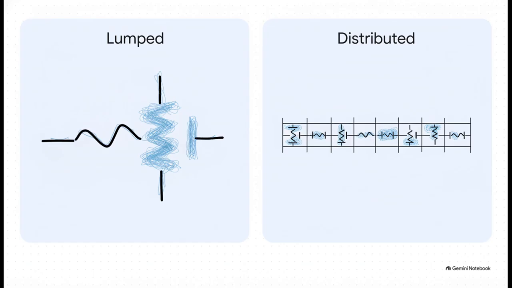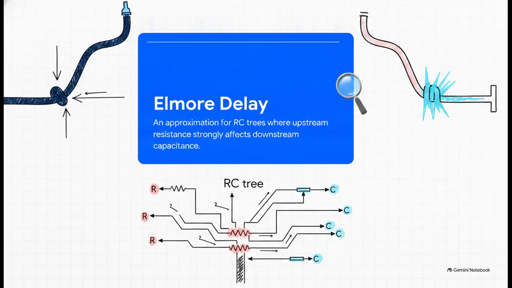The resistance and capacitance are physically spread out along that entire journey. Because of that, physical design engineers have to use a distributed model. They slice the wire up into multiple tiny R and C sections to truly reflect the physical reality of the layout. And using that distributed model proves that the physical topology is everything.